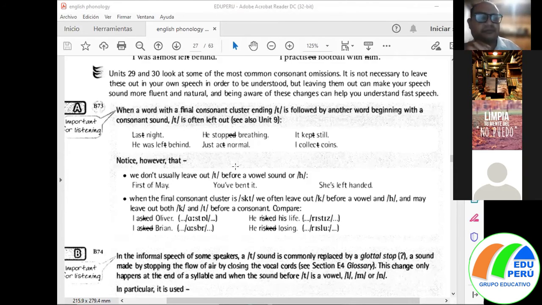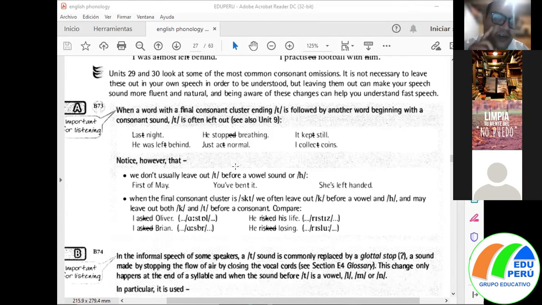No ta. I collect coins. Slowly, I collect coins. Fluent, I collect coins. Notice here that you omit the sound ta and you just produce one ka sound, gemination. So elision and gemination together. I collect coins. Ka, just one ka, and ta is omitted.